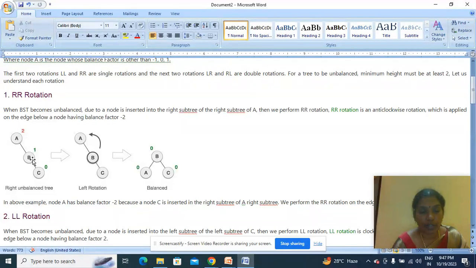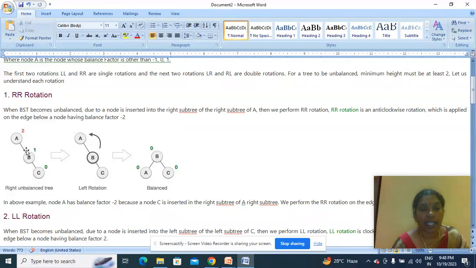So 0 minus 1 is minus 1. Here in this A, there is no left subtree and the right subtree is 2. So 0 minus 2 is minus 2. This will not be a valid balance factor, because A contains an invalid balance factor. So now this tree is called an imbalanced one. This is a right unbalanced tree.